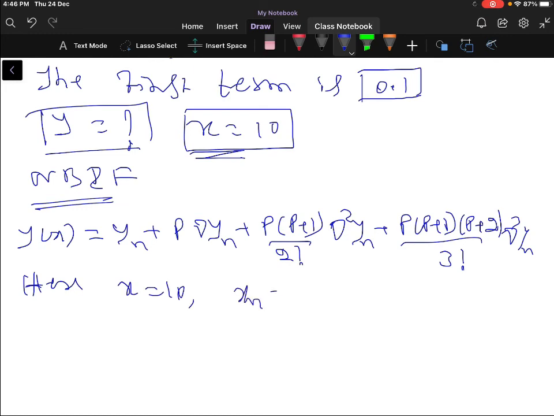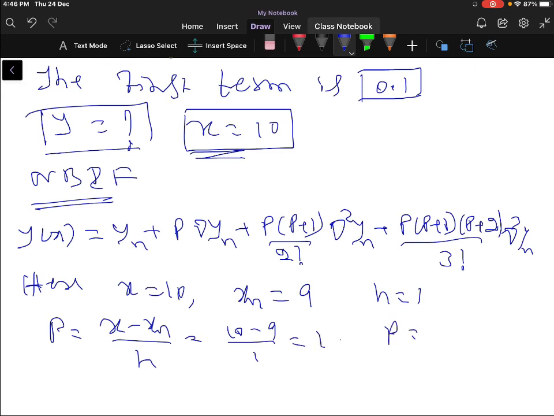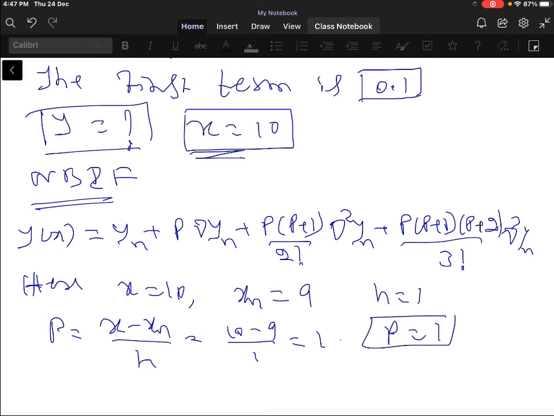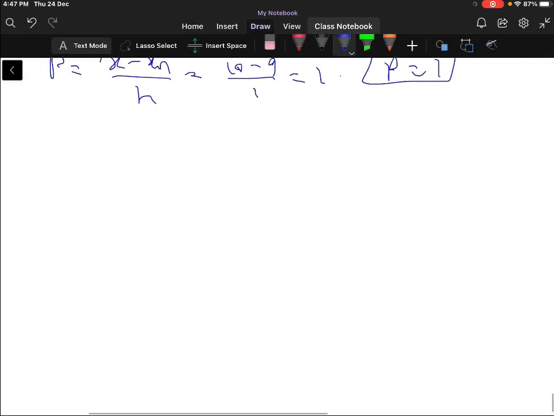So here x is equal to 10 and xn is 9 and h is 1. So this implies p is equal to x minus xn by h. So 10 minus 9 by 1, that is equal to 1. Therefore p is equal to 1.